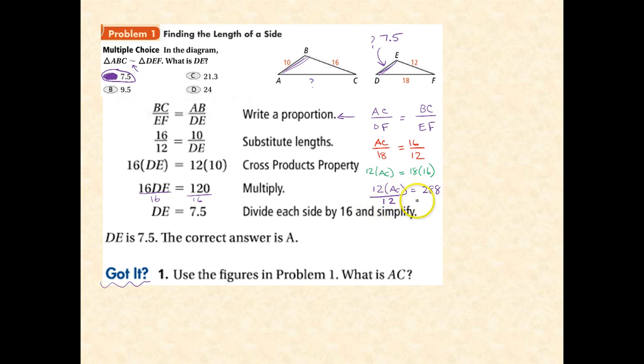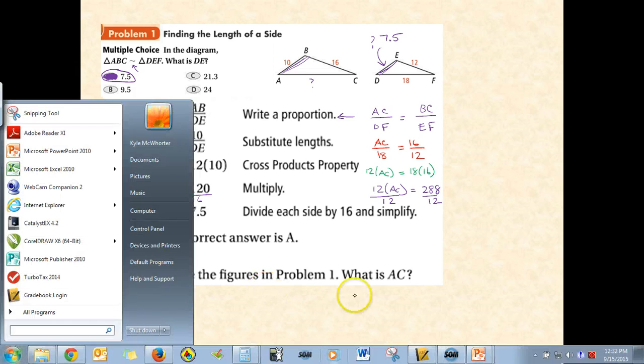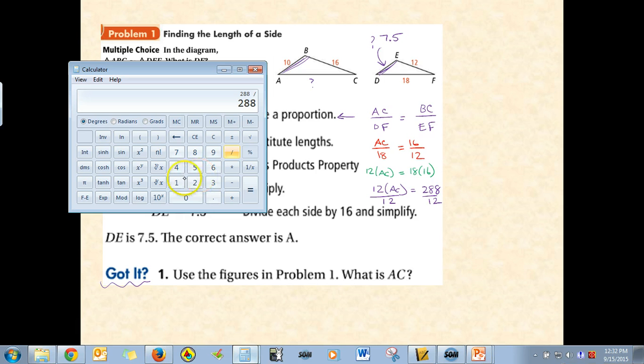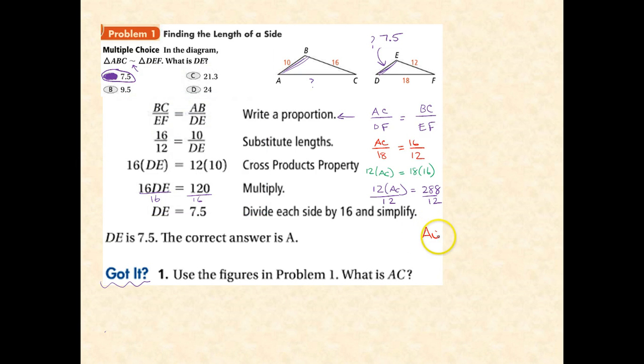Then I need to divide both sides by 12, and 288 divided by 12 is 24. So the length of segment AC is 24 units. Ding!